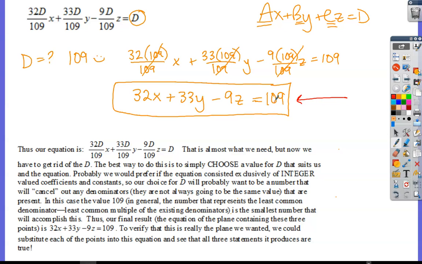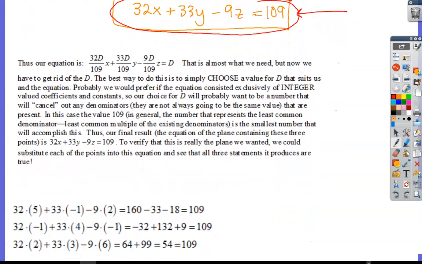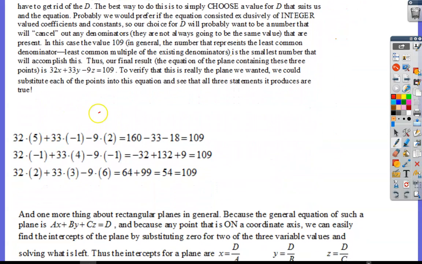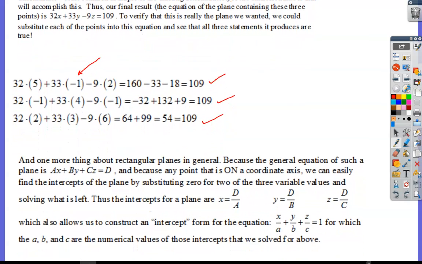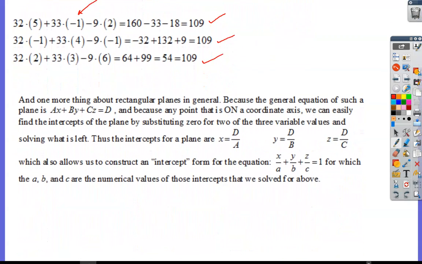If you wanted to verify that this in fact was the equation of the plane, you could make sure that those 3 points work. So like here's me showing you me plugging in the first point. Yep, I get 109. Here's me showing you I plugged in the second point. I do in fact get out 109 and I get out 109. So you could always check to see if all 3 points give you 109. And they did. Okay, so that's how we do it. I mean, that's how we write the equation of a plane.